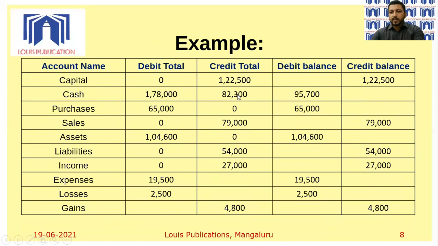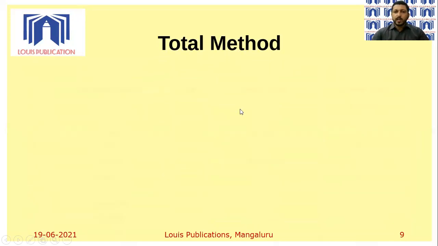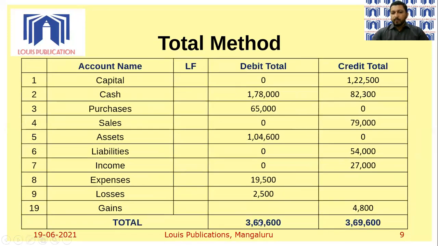Capital to gains, these two columns only. You can check. The same thing appears here in the total method. And when I do the total, this is the debit total, this is the credit total. And when I total both the columns, it is 3,69,600. Because the rule is simple. For every debit, there is a corresponding and equal credit. So if there is a debit in one account, definitely there is a credit in another account. So totals of both, when you total both sides, it will be equal.